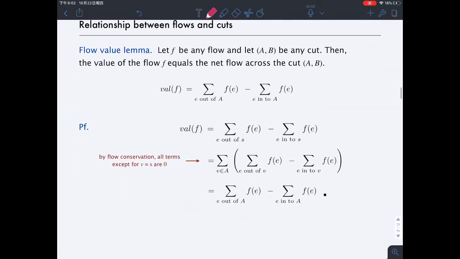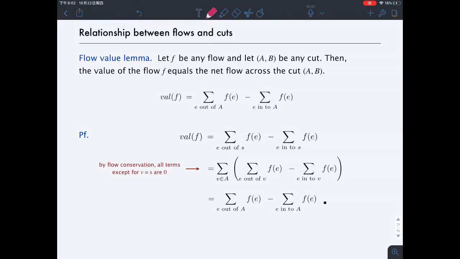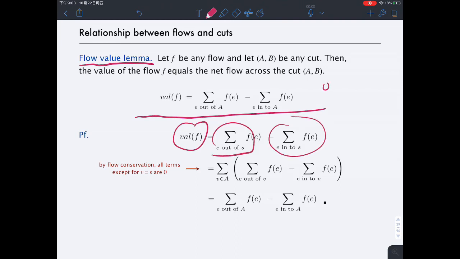So now we want to give a proof for this lemma. Just now we used the island example to give you some intuition, so now we want to make this rigorous. The first line, the value of the flow equals E out of S minus E into S, is straightforward.